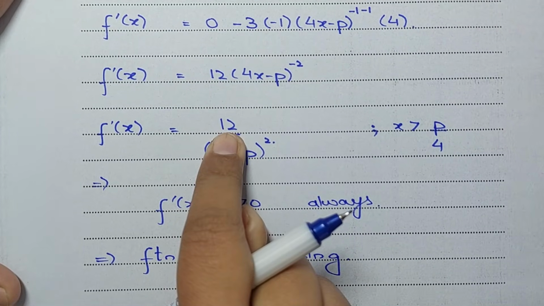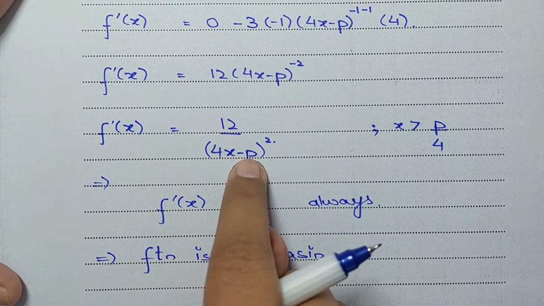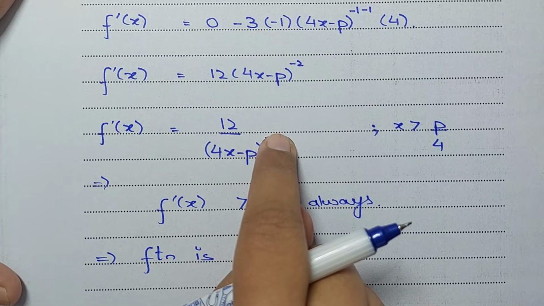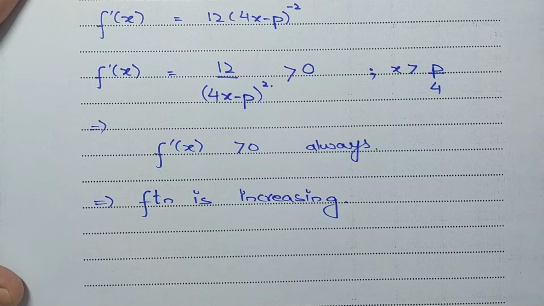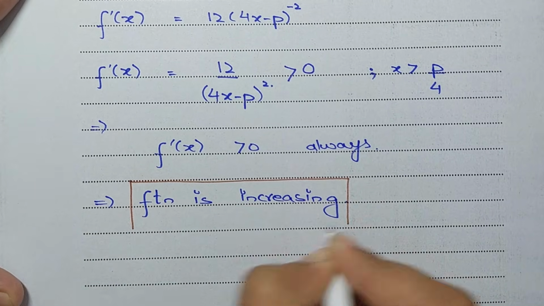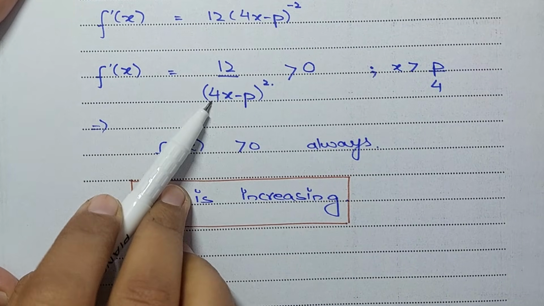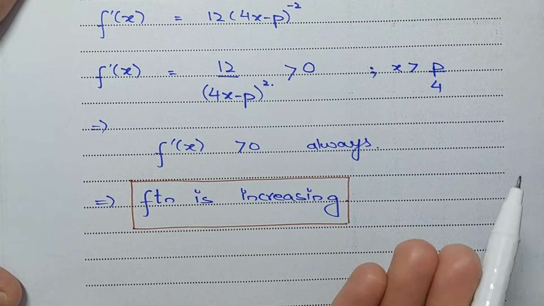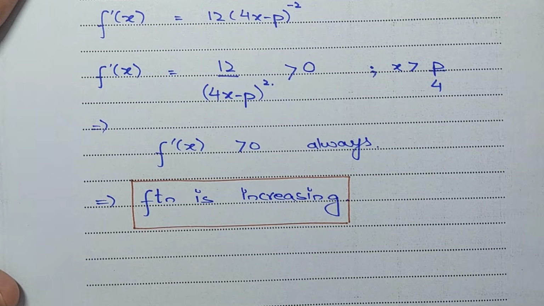This is positive 12, it is greater than 0, and for this whole expression, any value for x, any value for p, simplify, take its square, you will always get a positive number, right? So the function is increasing. If you had negative 12, then it would be decreasing, because you can see the numerator is positive, and the denominator after solving the square is also positive, so the whole function is positive, so it is an increasing function.